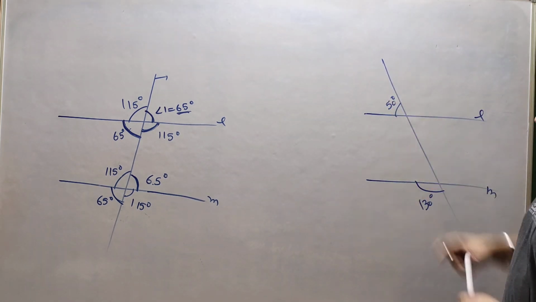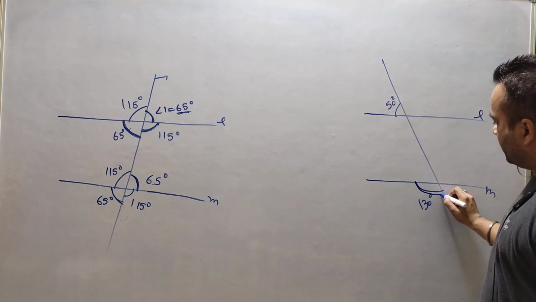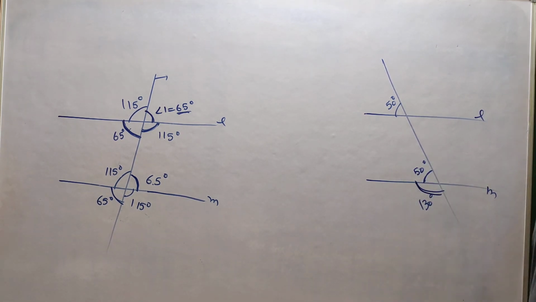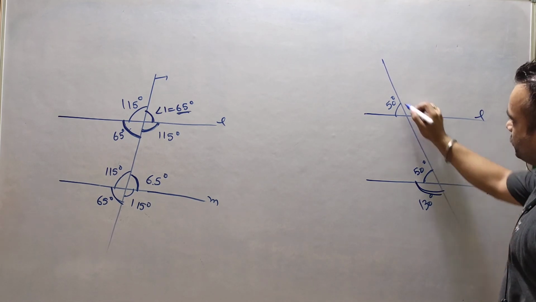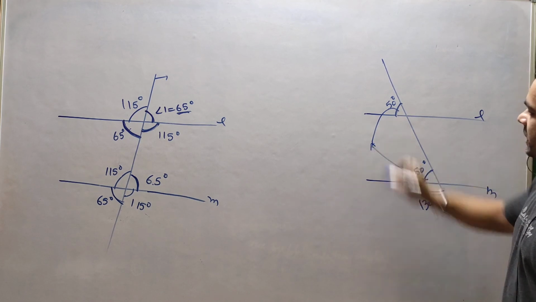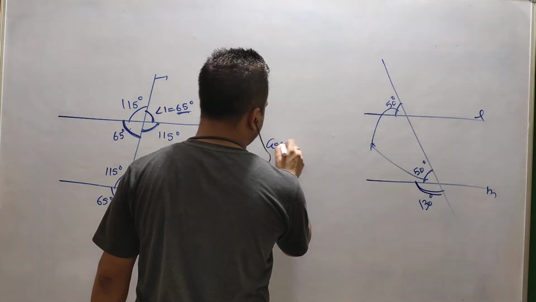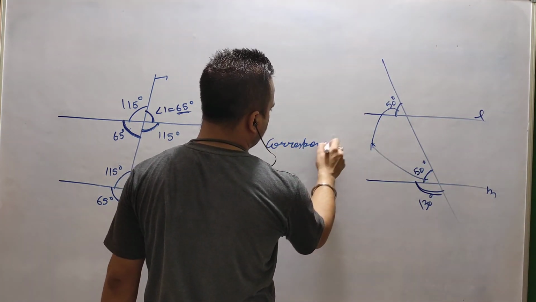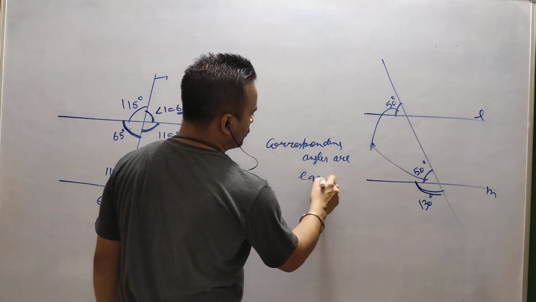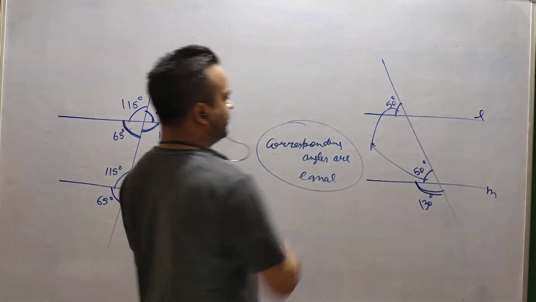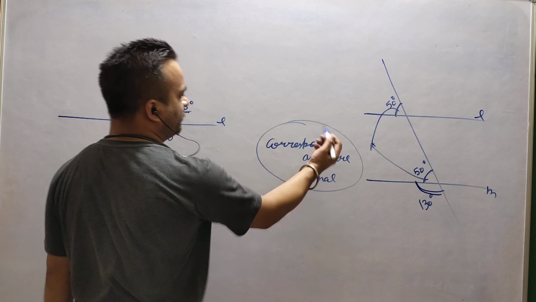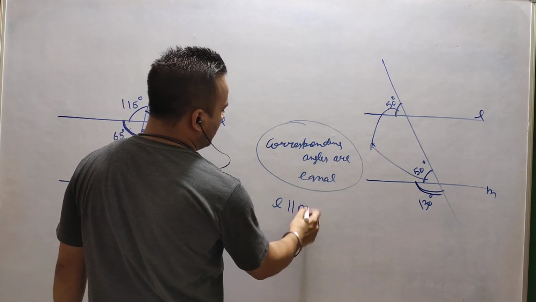If this is 130, right? So it will be 50 degrees by linear pair. And now you can see that these two angles are equal. And what is the name of these two angles? Corresponding angles. It means it proves that corresponding angles are equal. So what is the condition when the corresponding angles are equal? When these two lines are parallel. So we can say that L will be parallel to M.